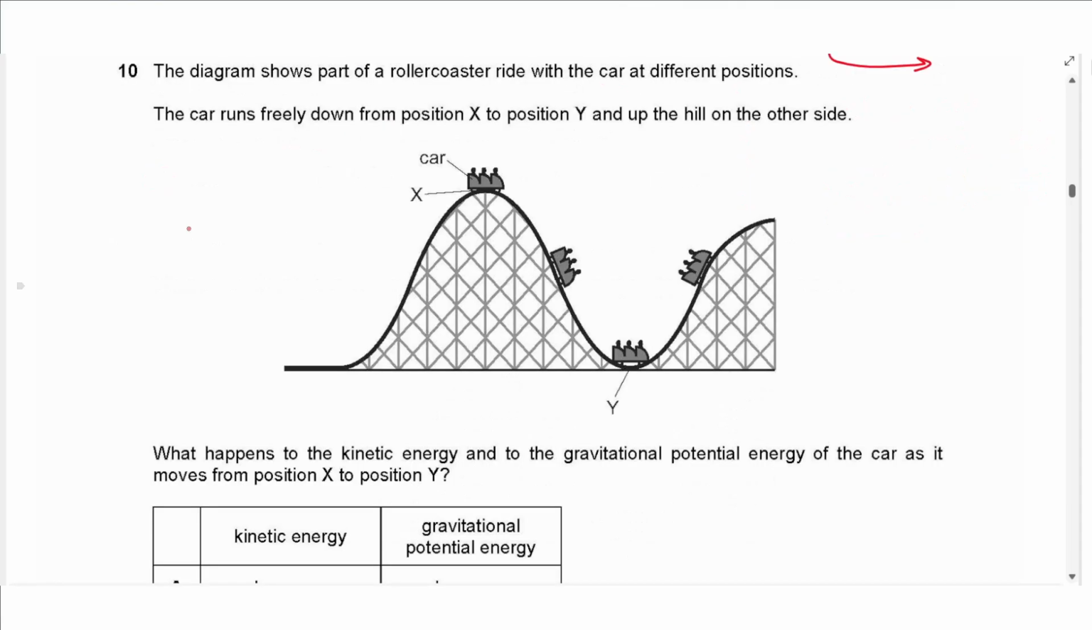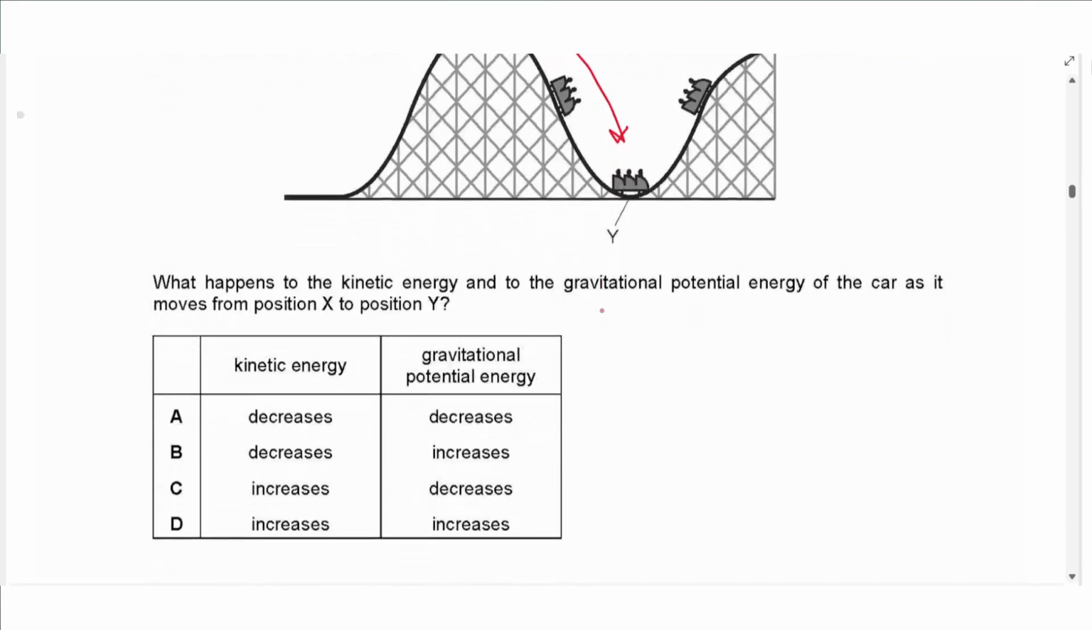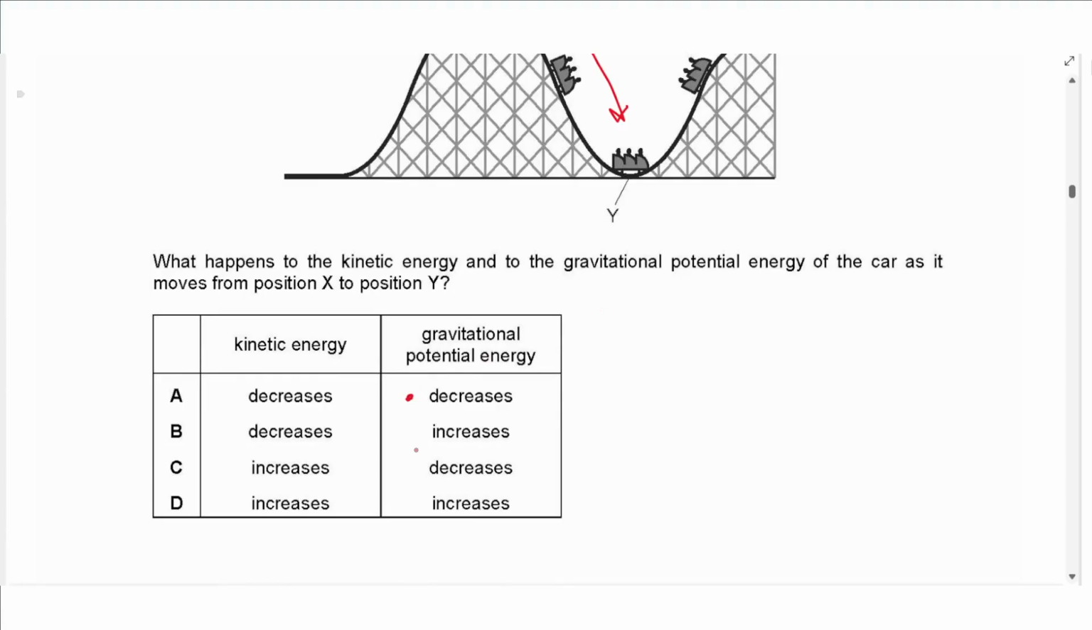Question 10 says, the diagram shows part of a roller coaster ride with the car at different positions. The car runs freely down from position X to position Y and up the hill on the other side. What happens to the kinetic energy and the gravitational potential energy of the car as it moves from X to Y? So we are going down, so the gravitational potential energy most definitely decreases, and the kinetic energy increases under gravity. So the answer is C.